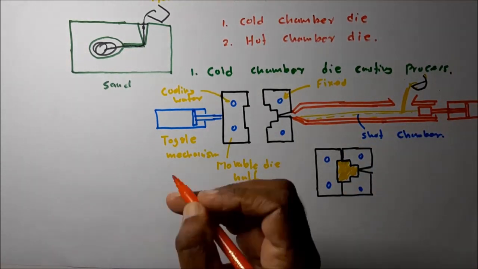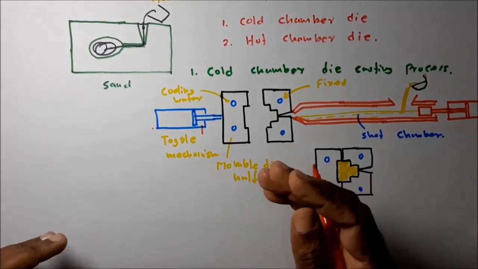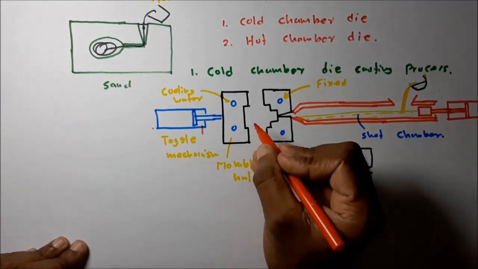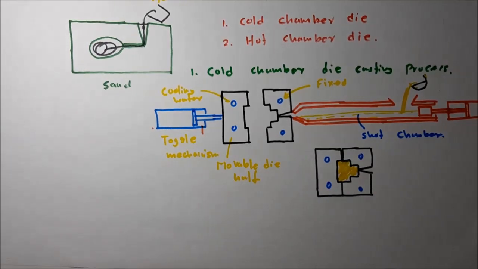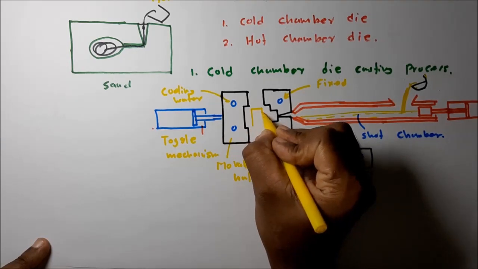Then again this hydraulic cylinder is activated. Then the cylinder moves backward. So then the mold is open. Then the solidified part can be taken out from the mold.